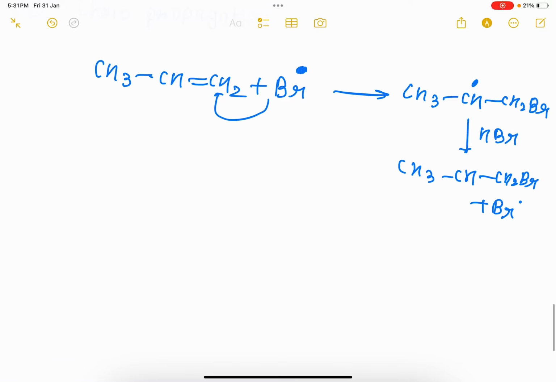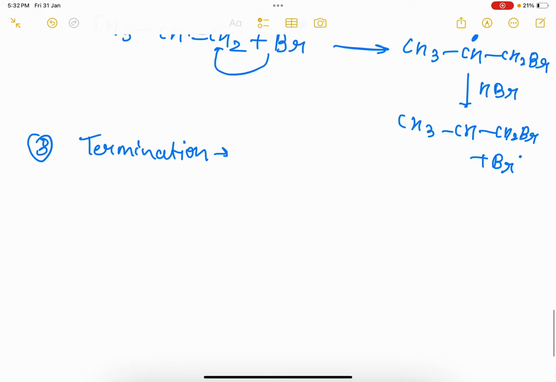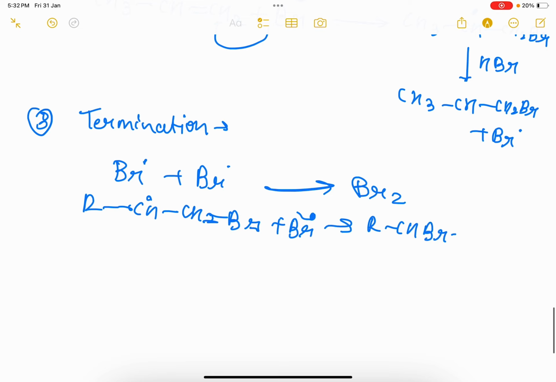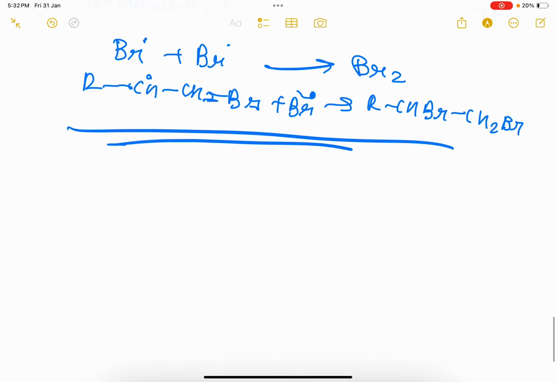After this, the third step is termination. Termination is the final step of the free radical mechanism, where all the free radicals attach to each other and form all the possible products, like Br free radical forms Br2, and RCH CH2Br reacts with Br free radical to form RCHBr CH2Br. These are byproducts of the reaction, and this is the final step of anti-Markovnikov.